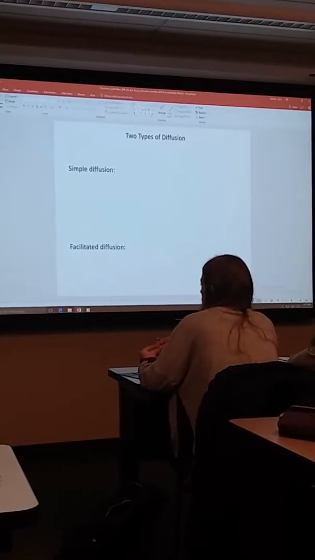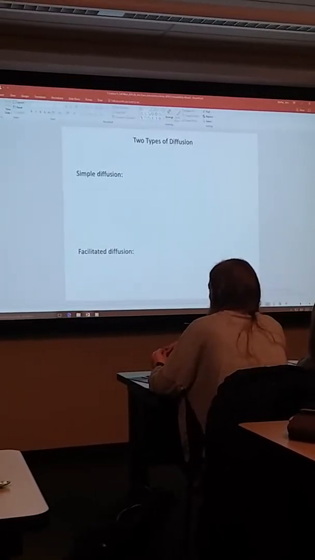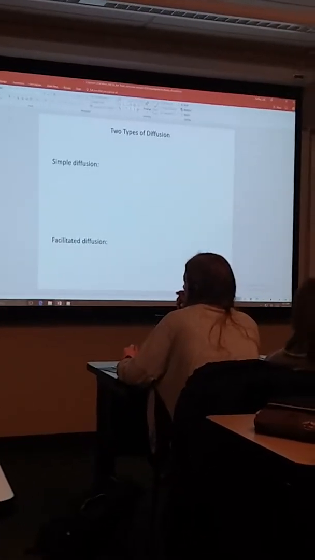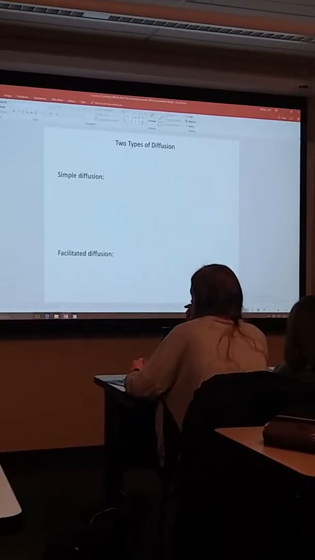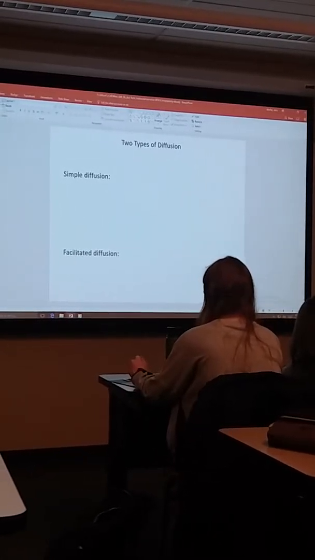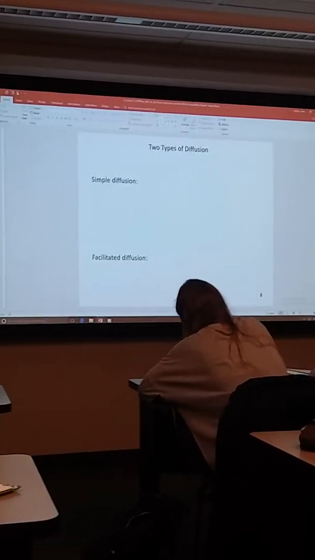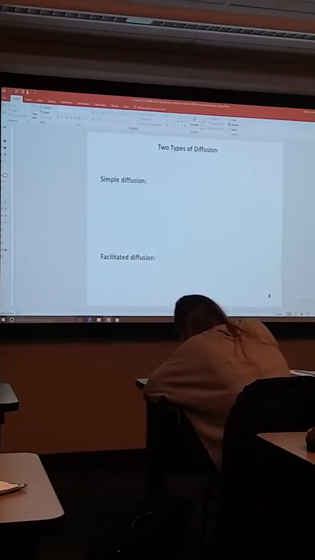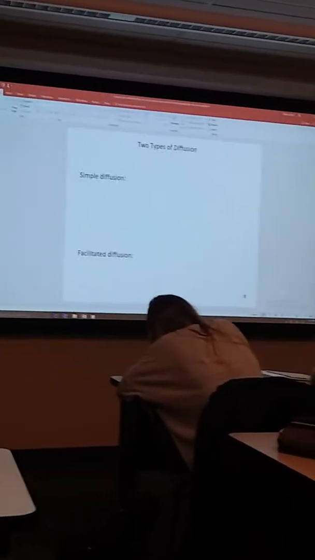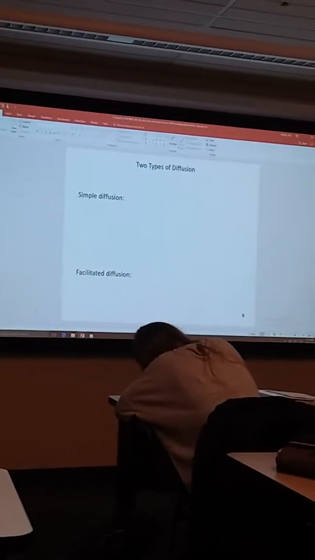All right? And then facilitated, well, reminders of what facilitated means. It means to help. So this is still diffusion, which means higher to lower, no energy, but now it needs help. It's going to need a protein channel of some kind. It's going to need a channel or a transporter to get through. And we have some examples to show.